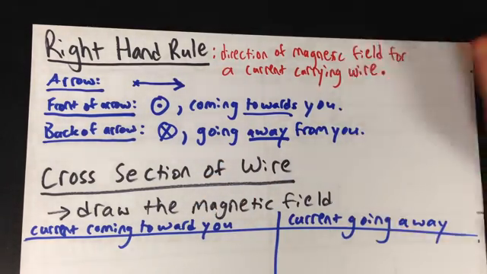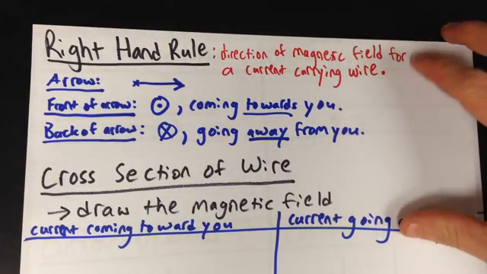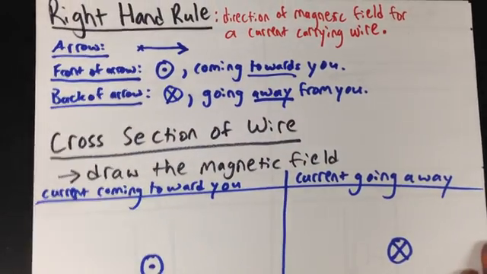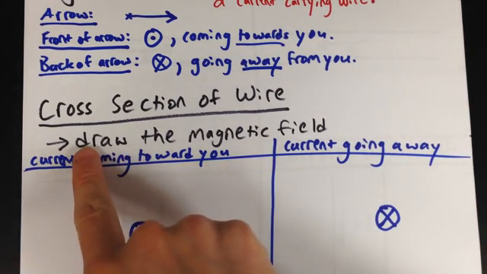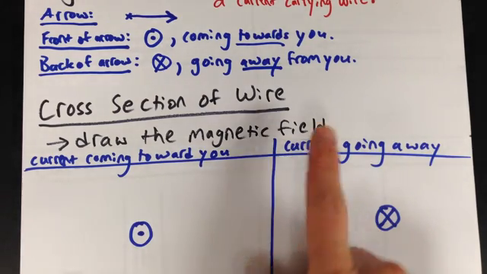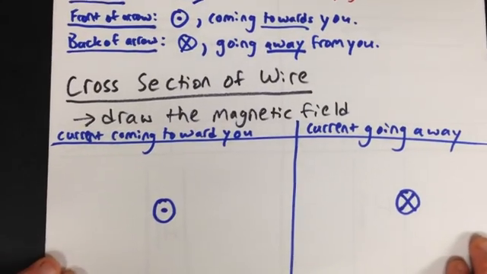So let's do some practice problems using the right hand rule. Obviously, you'll need your right hand for this. Alright, so we're going to look at 2 separate cross sections of a wire. Cross section means if you cut a wire in half and you looked inside the wire, what would you see? Is the cross section. The objective here is to draw the direction of the magnetic field for both of these wires. Alright, this is how to use the right hand rule to do it.